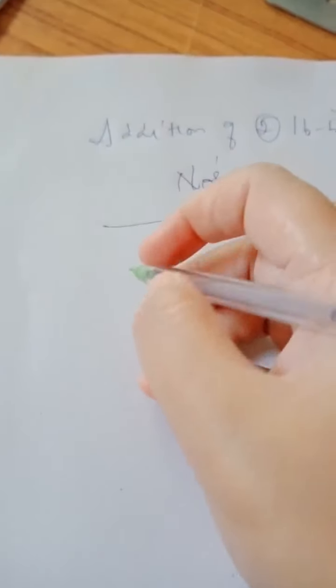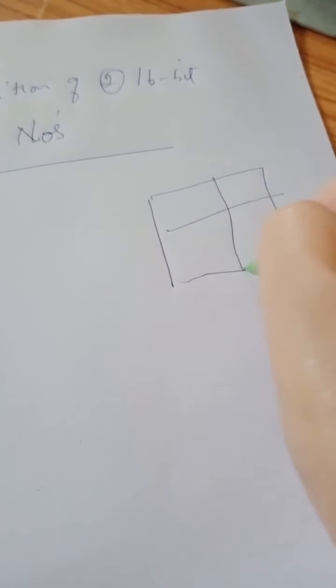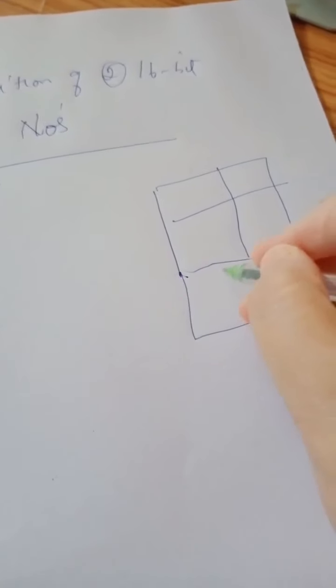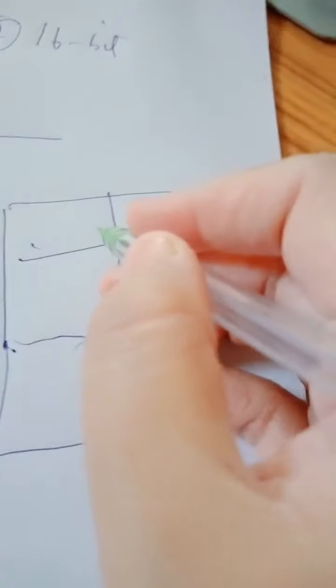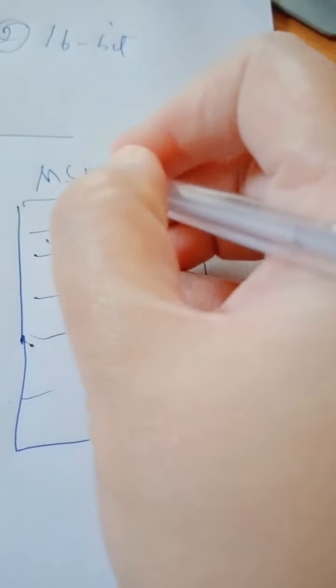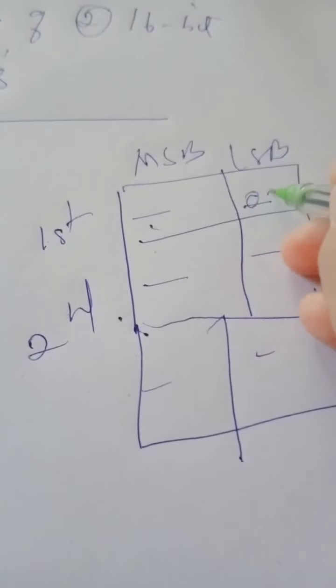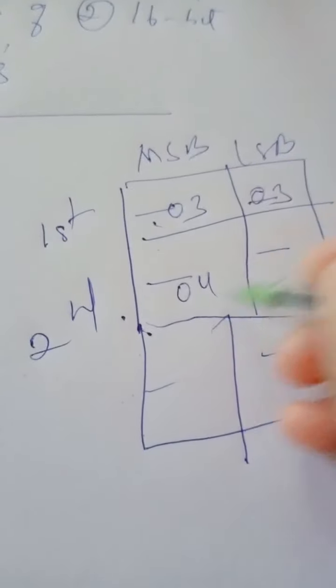Okay. Now when you are adding two 16-bit numbers, what I said you, 16-bit number means what? It will be a 4-digit number. Like this, that means one data you can store here, one here, one here and here. This is LSB and MSB. This is the first 16-bit number, this will be the second 16-bit number. For example, 0303 0404.